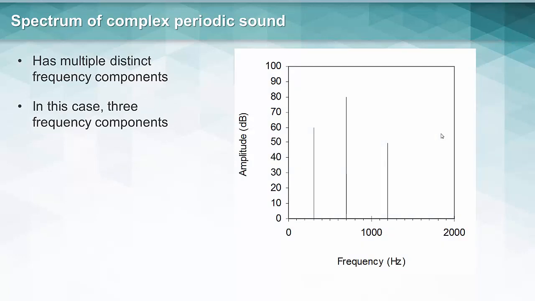Here's an example of a line spectrum for a complex periodic sound with 3 frequency components. If we were to look at this same sound with a waveform, we could look at the periods to figure out the fundamental frequency, but we wouldn't be able to measure any of the other frequency components. With the spectrum representation, we see there are 3 frequency components, the loudest one at 700 Hz, with 2 others at 300 Hz and 1200 Hz.